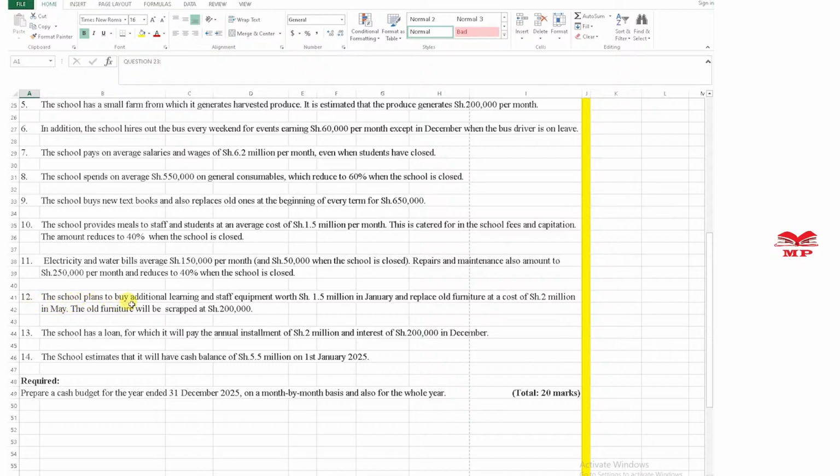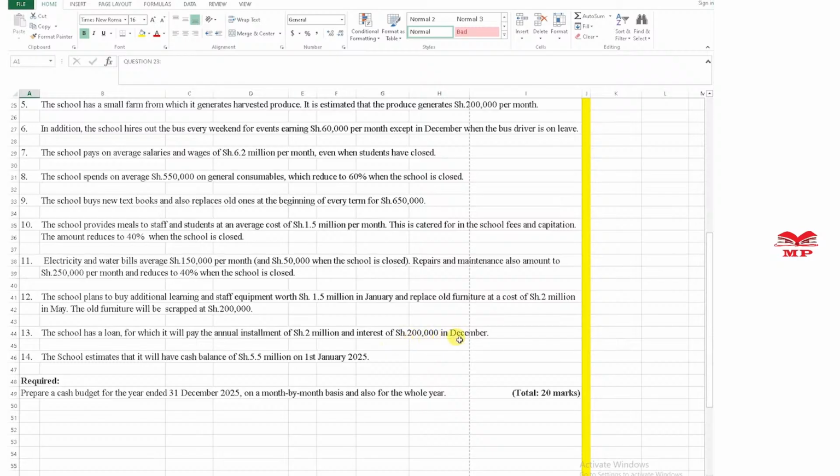Number 12, the school plans to buy additional learning equipment of 1.5 million in January and replace old furniture at a cost of 2 million. In May, the old furniture will be scrapped at 200,000. Number 13, the school has a loan for which it will pay an annual installment of 2 million and interest of 200,000 in December.